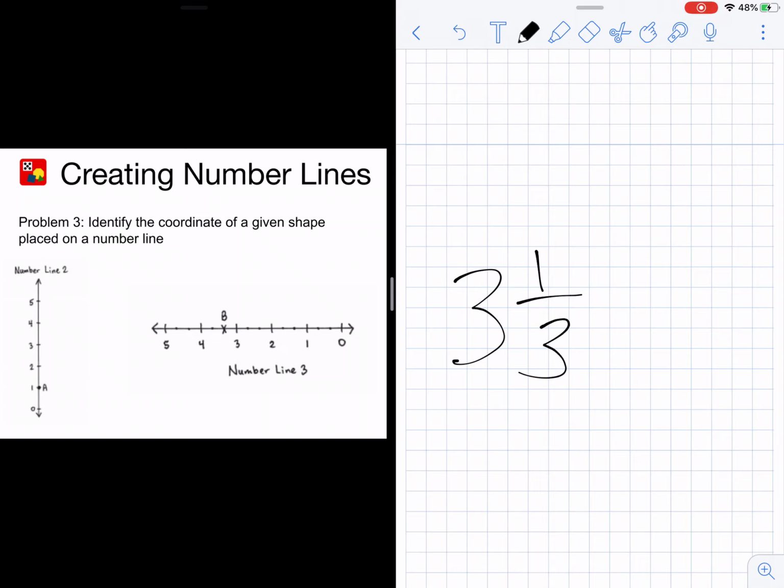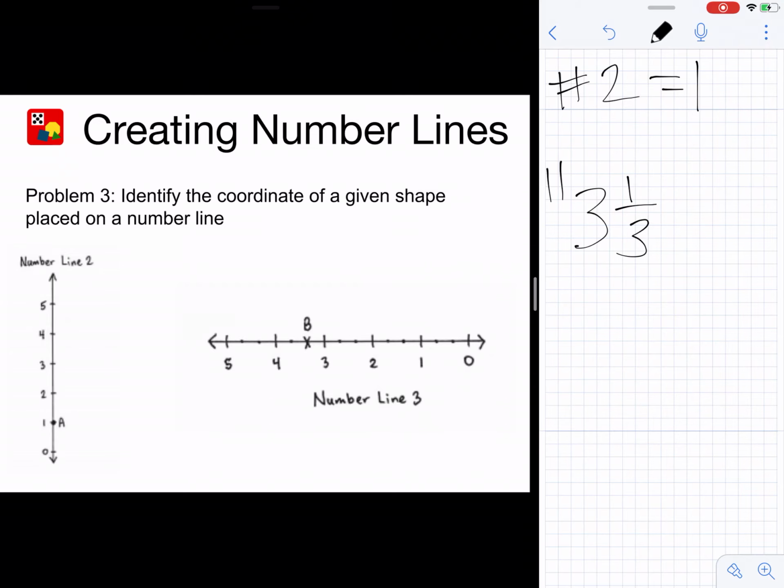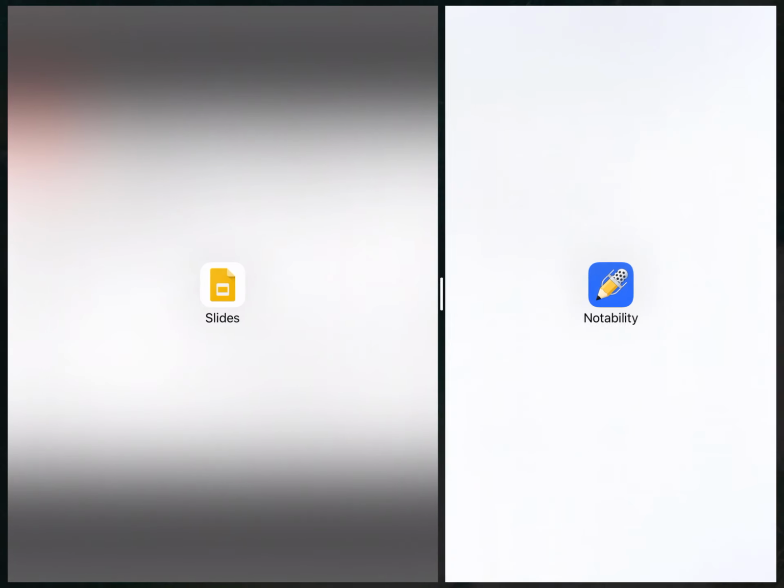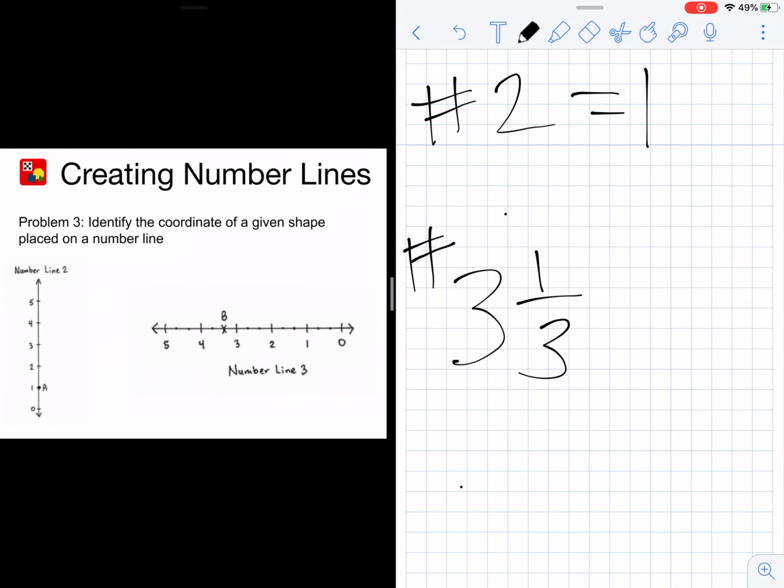Now we're going to do number line 2. Oh, we did number line 3 first. Sorry. Now I'm going to do number line 2, the line that goes vertical. So if we're looking at that, point A is 1 unit from the origin. So number line 2 is 1, the coordinate 1, and then number line 3, the number line B, the coordinate of B is 3 1/3.